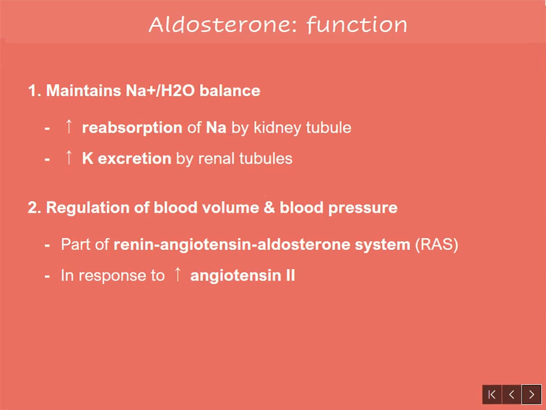Since aldosterone is involved in maintaining the sodium-water balance, it is also indirectly involved in the regulation of blood volume and blood pressure. It's involved in this regulation by playing a part in the renin-angiotensin-aldosterone system, or the RAS system. In this system, aldosterone is released in response to increased angiotensin II, which we'll take a look at a little bit later.